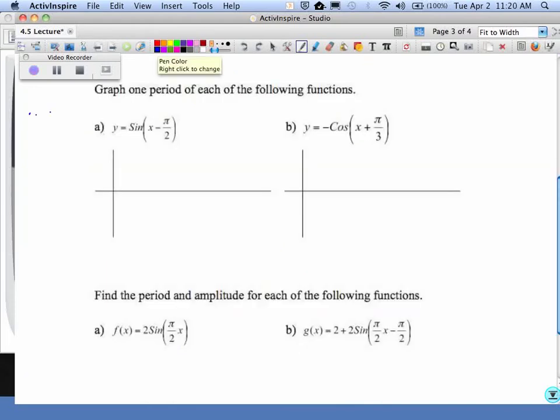Whenever I start a problem like this, I will identify that my b is a 1 right there in front of x. B is 1. So the period of the function is 2 pi divided by 1, which is 2 pi. And my critical points then will be spaced every 2 pi divided by 4, which is pi over 2. So we'll space them every pi over 2.